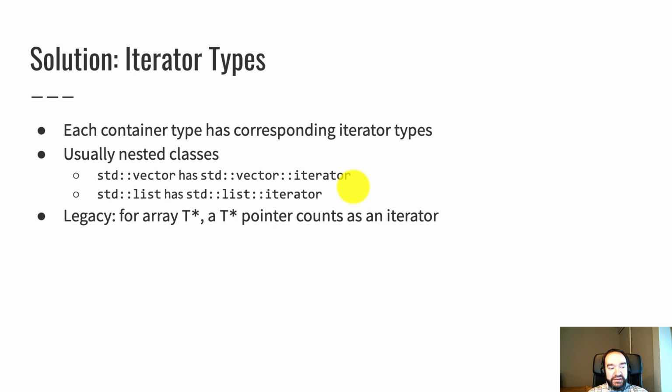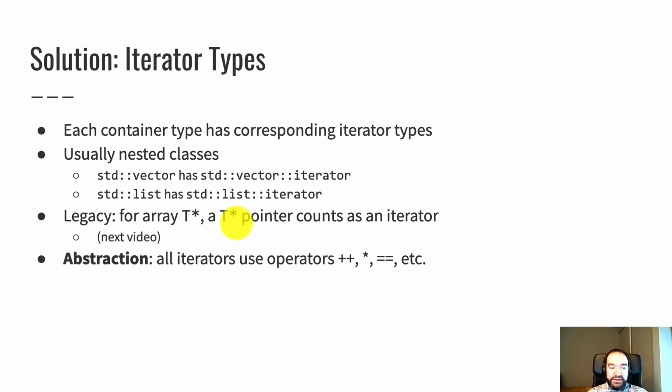For legacy reasons, in order to make this iterator scheme familiar to experienced C++ programmers, a raw array has an iterator type of a pointer into that array. So if T is a data type, T star is an array, then a T star raw pointer counts as an iterator. We'll get into that in the next video.